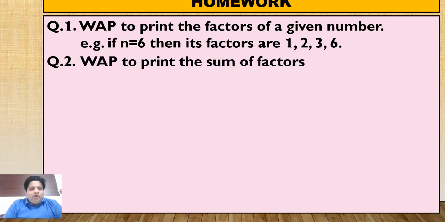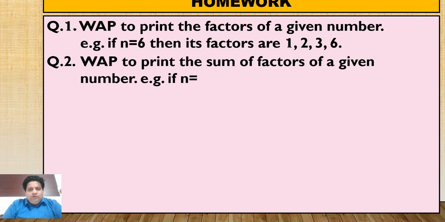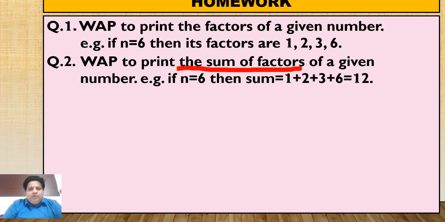Second program is the modification of first program. Now as I have told you, we have already learned how to find the sum. So in second program you have to print the sum of factors. Mean you don't have to print the factors. Suppose if number is 6, then sum of its factors 1 plus 2 plus 3 plus 6 equal to 12.